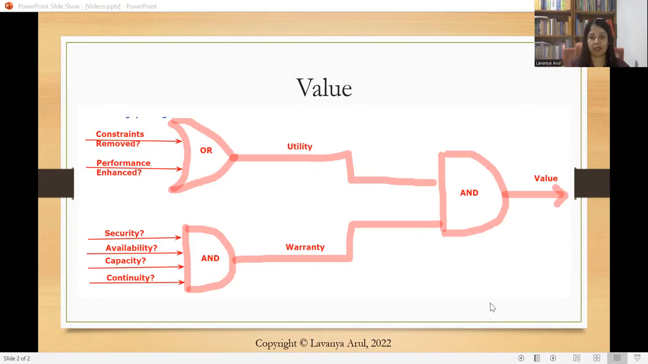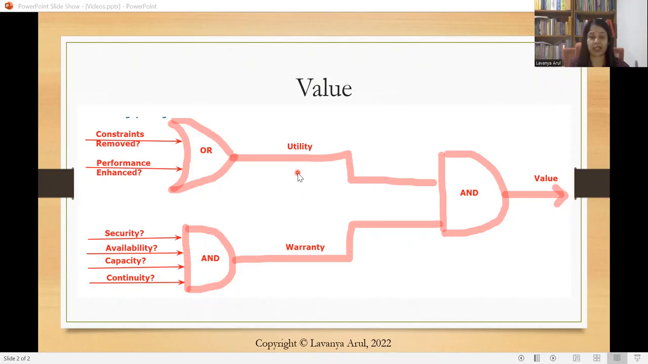This is a typical AND gate and an OR gate that we are familiar with. This is the AND gate, which means however many arrows are coming in, it must fulfill all of them. And when we have an OR gate, however many arrows we have, as long as one arrow is fulfilled, we are okay, we can pass this gate.